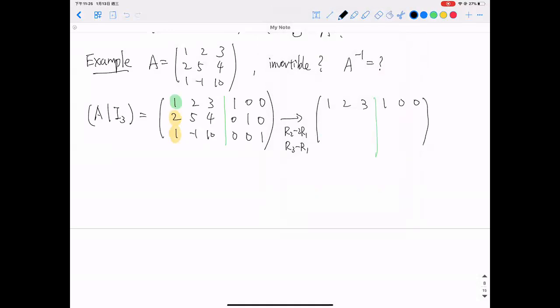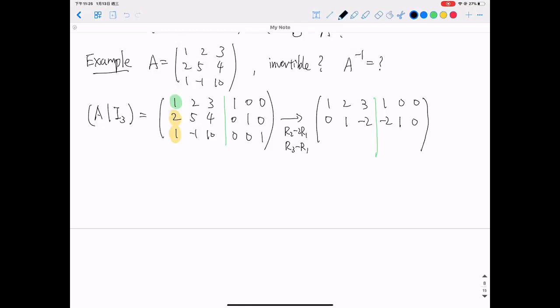Now this will keep row 1. R2 minus 2R1 is 2 minus 2, which is 0 here. 5 minus 4 is 1. 2, that's 6. 4 minus 6 is minus 2. Now over here, we have 0 minus 2, that's negative 2. 1 minus 0 is 1. 0 minus 0 is still 0. All right.